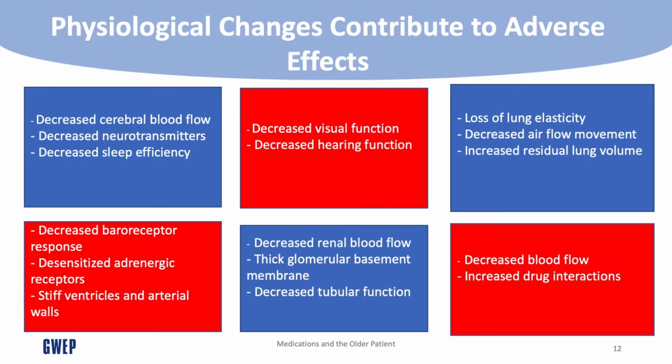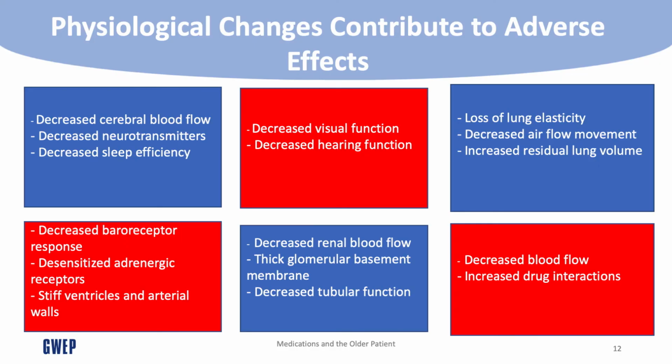We also know that there are some changes that occur with both visual function and hearing function as patients age. Again, if there are drugs that affect those areas, more likely to occur in older patients. We can see changes that occur in lung function. We see a loss of lung elasticity. We see decreased airflow movement and an increase in residual lung volume. Again, side effects that affect the lung, older patients are going to be more likely to have those problems.